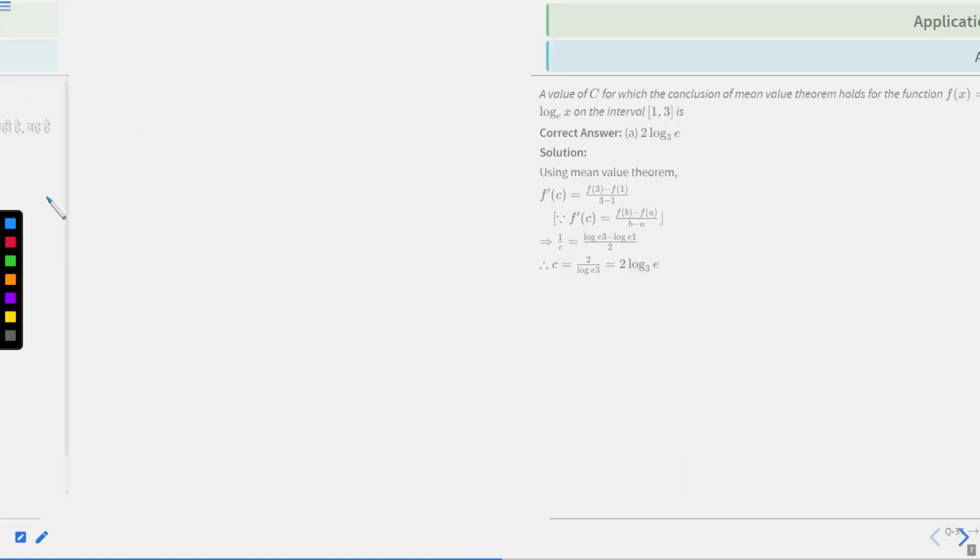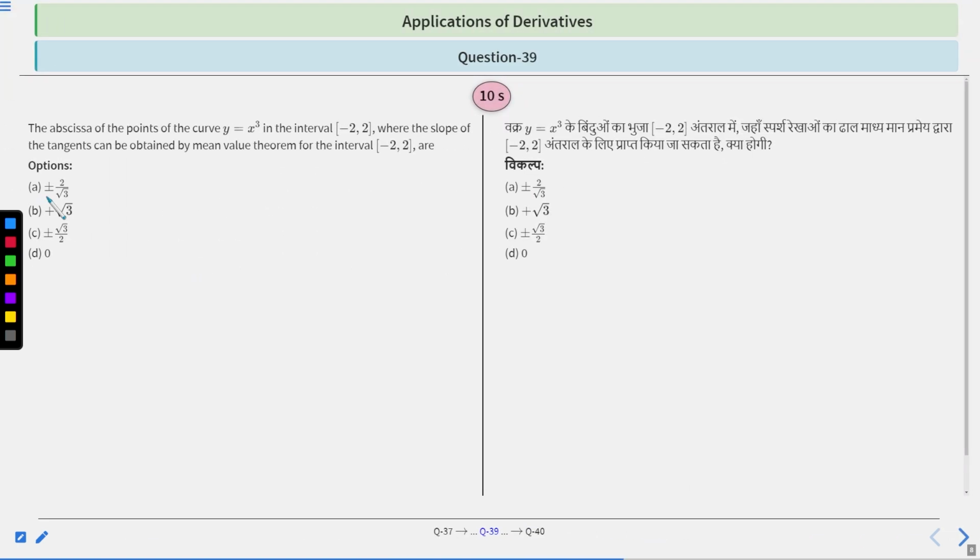Okay. So let's move to the next question. Question number 39, which says the abscissa of the points of the curve y is equal to x cube in the interval -2 to 2, where the slope of the tangents can be obtained by mean value theorem for the interval -2 to 2 are.